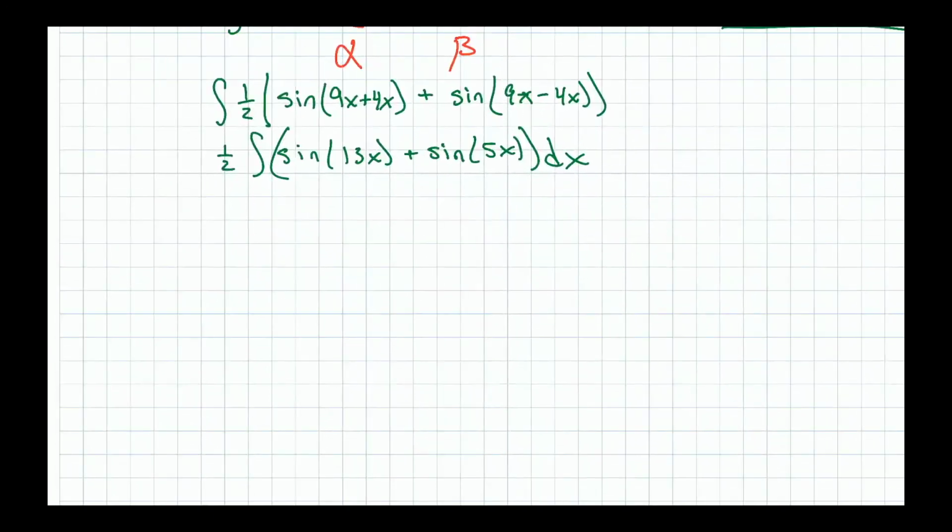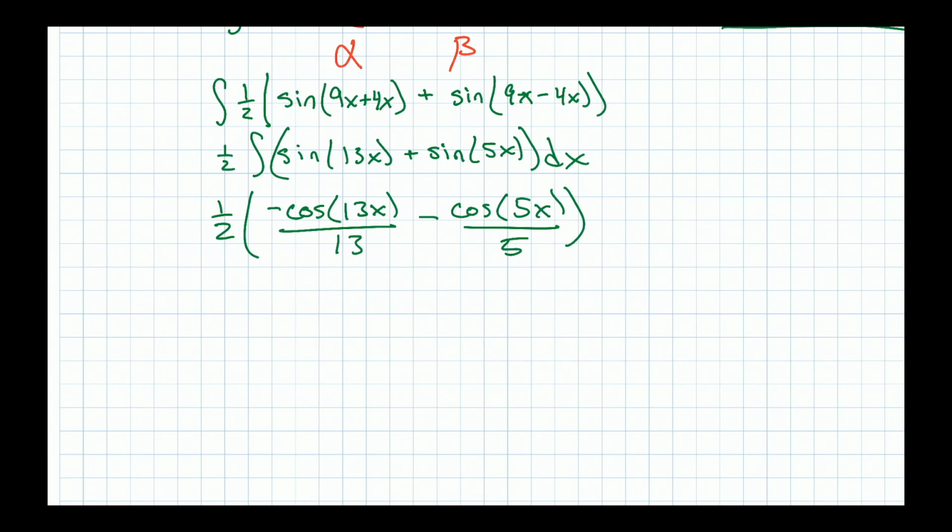So we're just going to integrate. We just get 1/2 parentheses, and we're going to get, what are we going to get? So the antiderivative of sine is negative cosine 13x over 13. Then the antiderivative of sine is negative cosine 5x over 5 plus c. That's it. Done. You can multiply the 1/2 in there if you want, or not. I choose not.